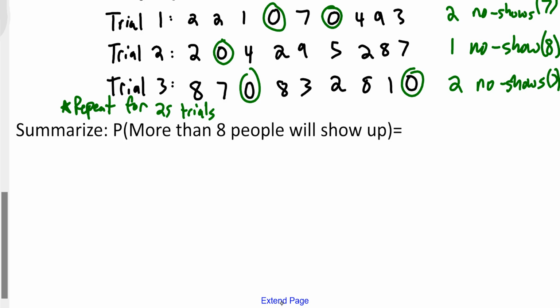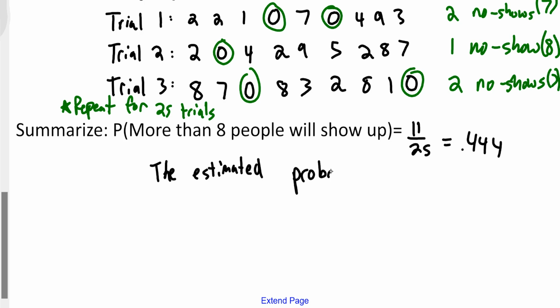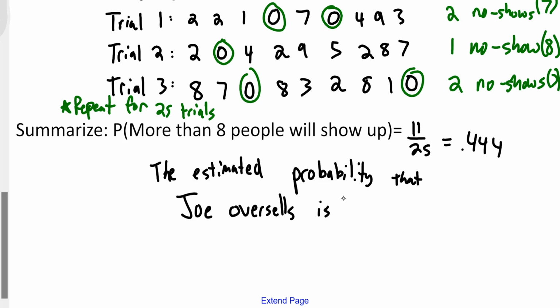So I'm going to summarize this by saying the probability that more than 8 people will show up was 11 out of 25, which is 0.44. So I would just give some context. The estimated probability that Joe oversells is 44%. He's thinking he can sell more and make some extra money because people won't show up, but 44% of the time you've got that issue. And that's just from our trial.